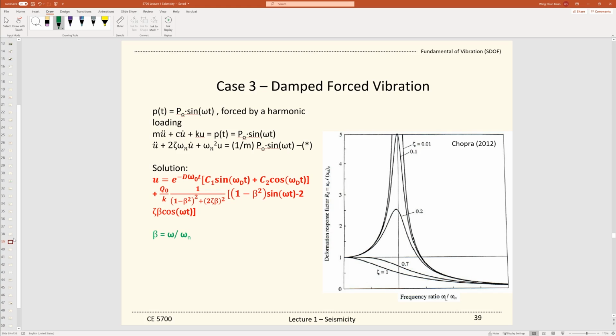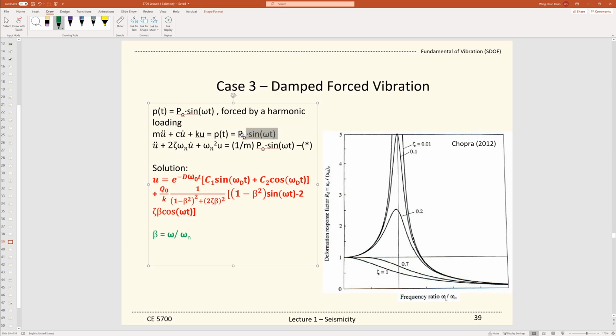The last one, case number 3, the damped forced vibration. So now we know that in soils, the single degree of freedom system can be simulated as a point mass attached to a spring and also a damper. In case 1 and case 2, we focused on free vibrations, where we apply displacement and just let go, so it vibrates freely with or without the damping effects. Case 3 is the case where we have the damper, and also a force applied to drive the vibrations.